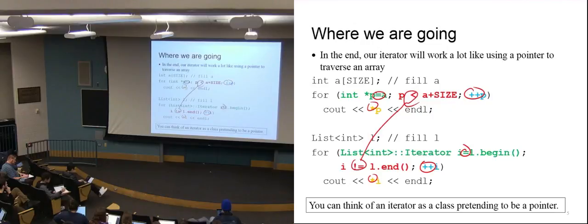So really what we're going to do is make a class. We're going to call it iterator, and then we're going to dress it up in a pointer's clothes. That's the rest of the lecture.